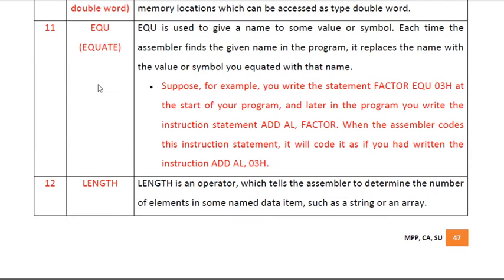Now the next assembly directive that we have is called length. Length is an operator that will tell the assembler to determine the number of elements that are present in the named data item. For example, it can be a simple variable or it can be a composite variable like an array. A string is also a collection of characters, so a string is a character array. So length is capable of determining the number of elements that are present in the named data item.